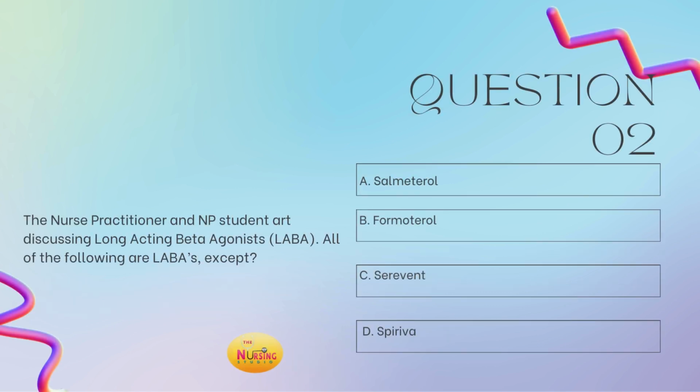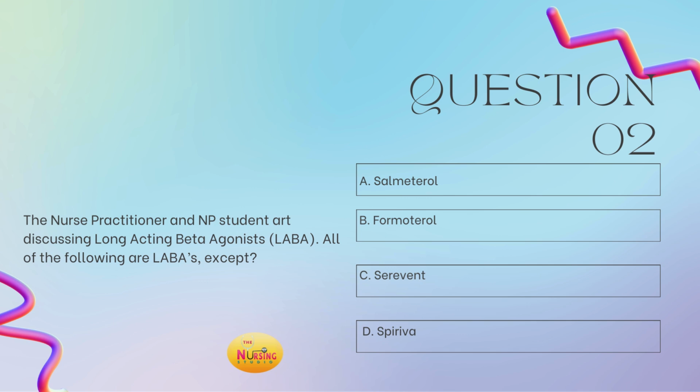All right, question number two. The nurse practitioner and NP student are discussing long acting beta agonists, also known as LABAs. All of the following are LABAs except, is it A, salmeterol, B, formoterol, C, Serevent, or D, Spiriva? Take a moment and tell me what you got in the comments.